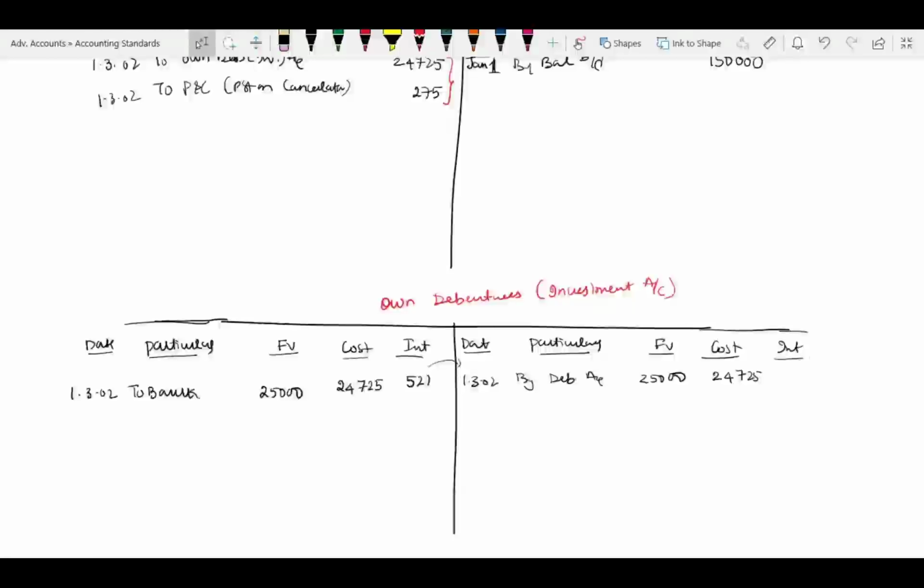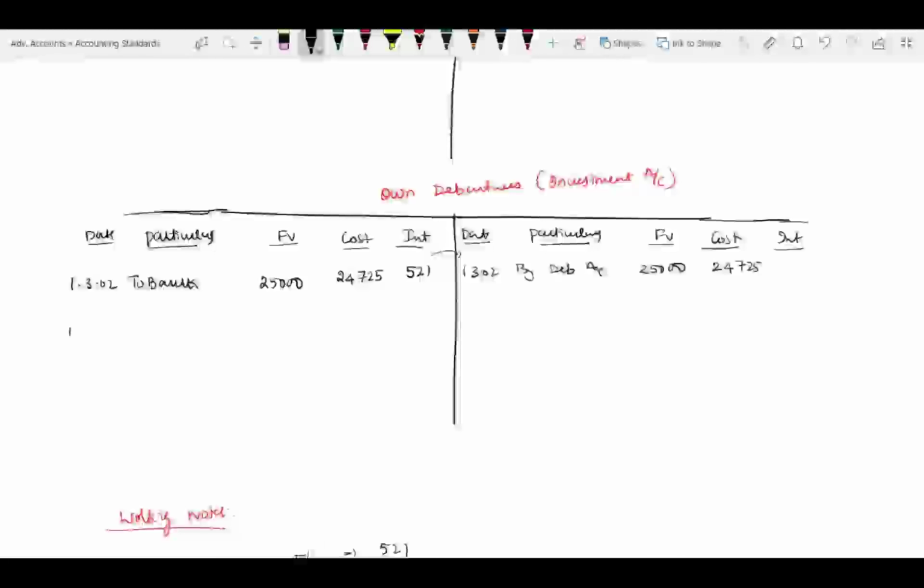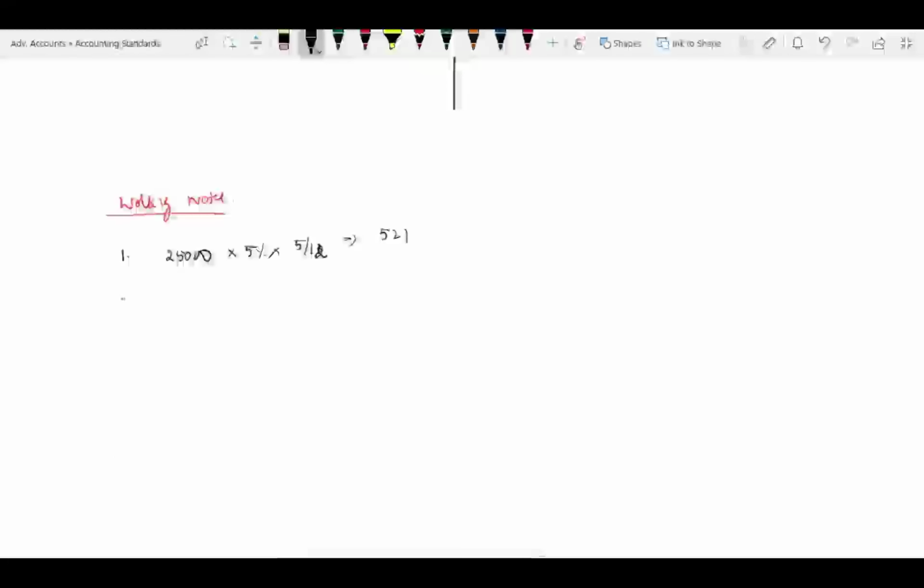Next, we purchased on 1st September 2002, 20,000 nominal value. Again, it is 1st September 2002, again to bank. What is the price? Face value is 20,000, but for the price we have to go for working note number 2. So calculation of cost of purchase and interest.